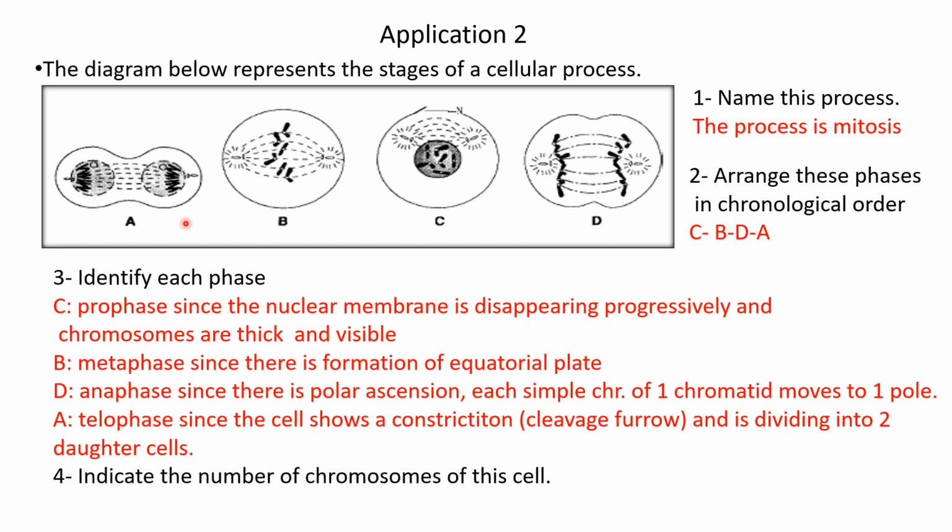Indicate the number of chromosomes of the cell. So let's count them. 1, 2, 3, 4, 5, and 6. Then the number of chromosomes is 6, or you can say 3 pairs of homologous chromosomes.